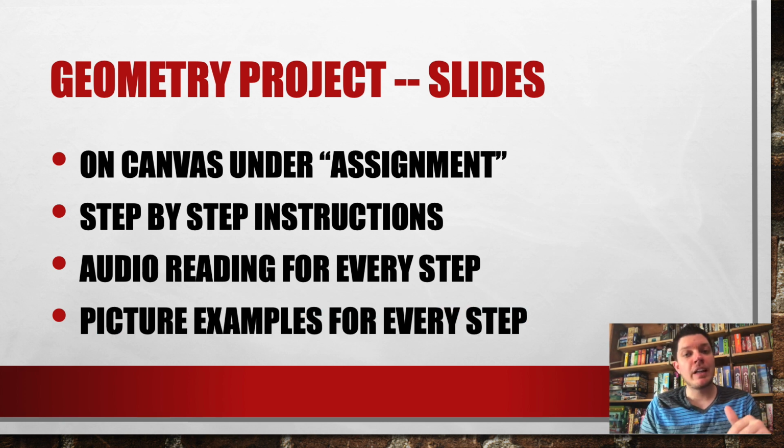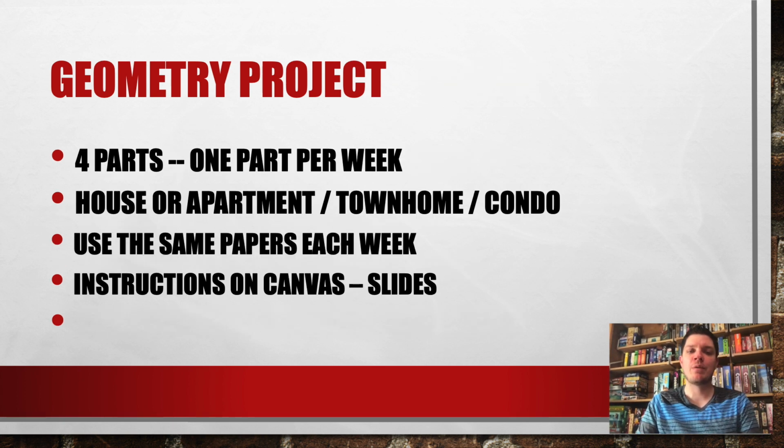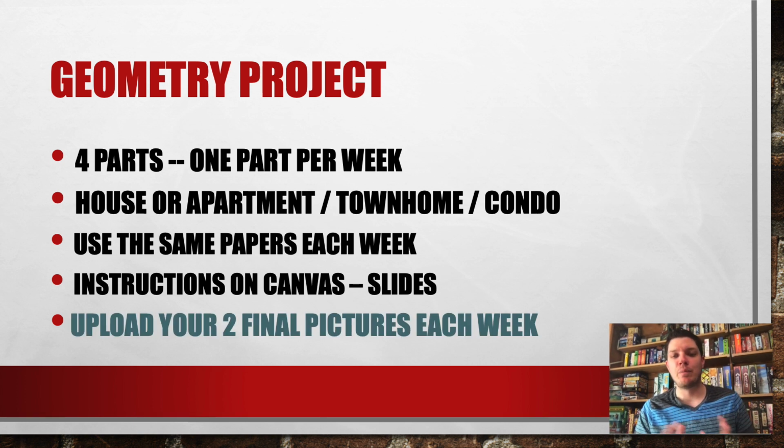So make sure you go onto Canvas under the assignment, so it'll say Geometry Project Week 1 or something like that. And you're going to find the slideshow that matches either the house or the apartment, and click through those slides 1 step at a time. When you're done with that, the last step is going to be to take 2 pictures. You're going to be having 2 pages that you're working on, and so you're going to take 1 picture of each page and upload those 2 pages onto Canvas under the geometry project assignment. Okay, so that is what we're doing on those.